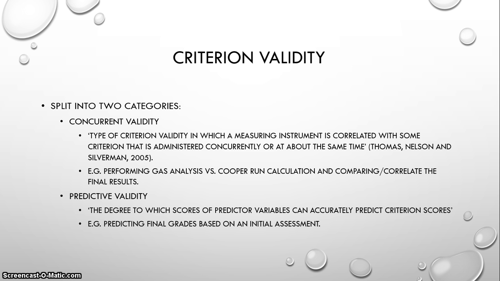The other type of criterion validity is predictive validity, and this is the degree to which scores of predictive variables can accurately predict criterion scores. Okay, and the example given is predicting scores based on initial assessments. So if you can think about maybe at school when you're doing your GCSEs and all the little tests that you did when you're running up to your final exams, you got an estimated mark that you would get. Maybe you estimated a B or a C. Okay, that's the same sort of thing, and it's about the extent to which these initial assessments were good at predicting your final grade. If they were good at predicting your final grade, then they would be said to have good predictive validity. Okay.